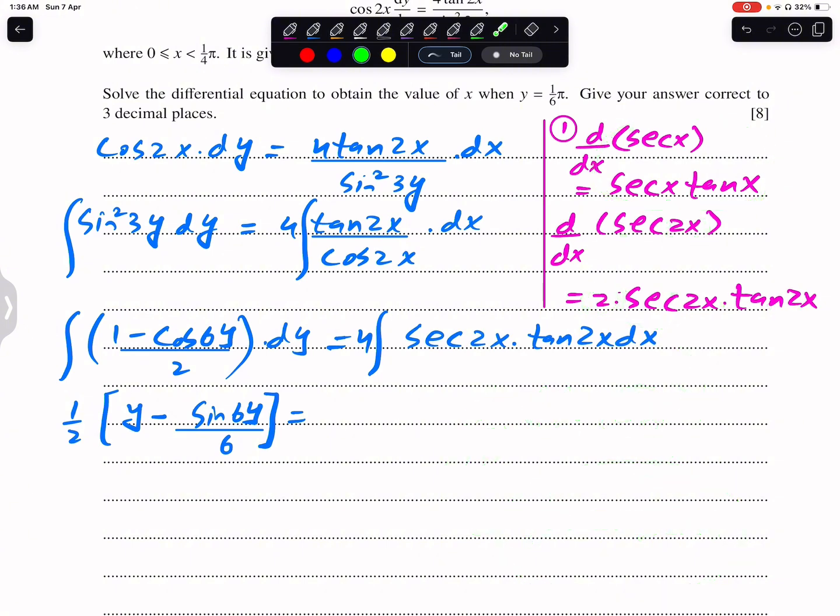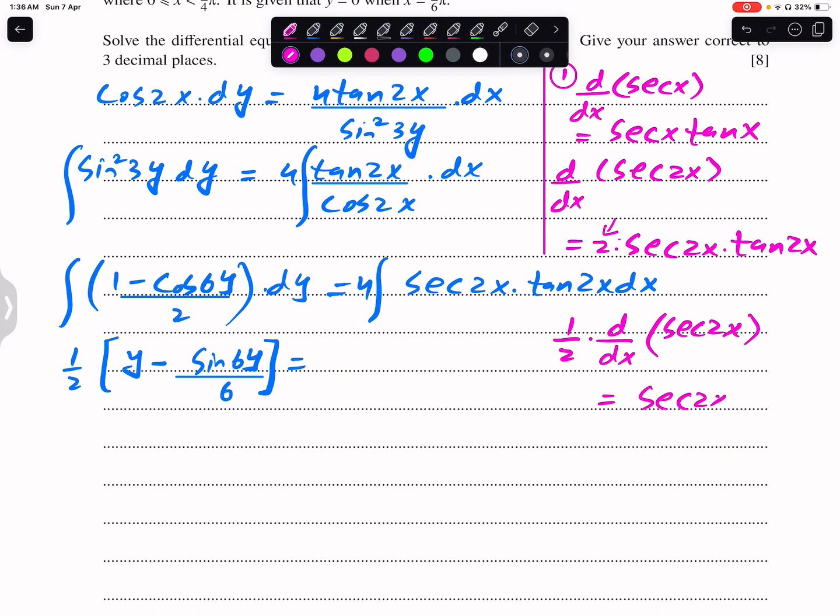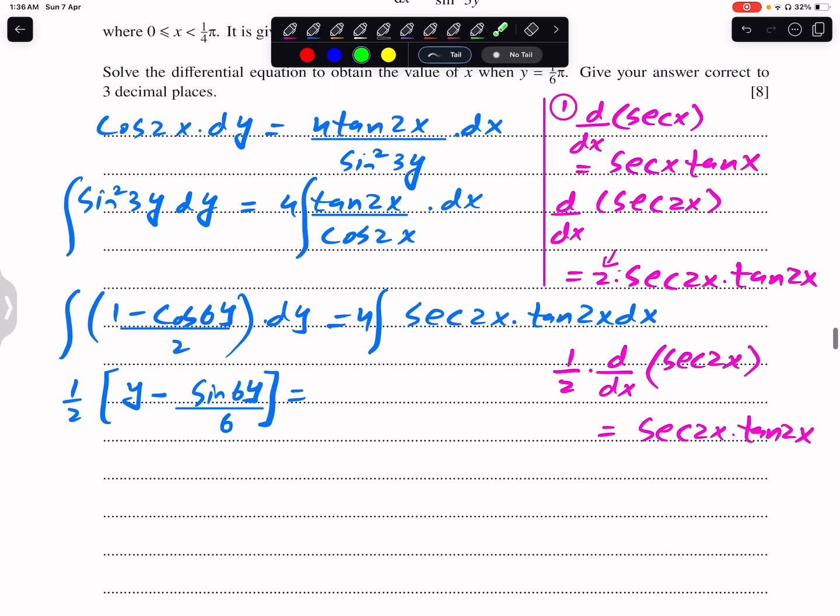Students, if I ask you to make sec 2x tan 2x the subject, what will you do with this 2? You can bring the 2 to the left side and write 1 over 2 times the derivative of sec 2x is equal to sec 2x times tan 2x. By the way, this is your mental math. You will do all these things mentally by using these formulas. Please don't say, sir, why are you writing so many steps.